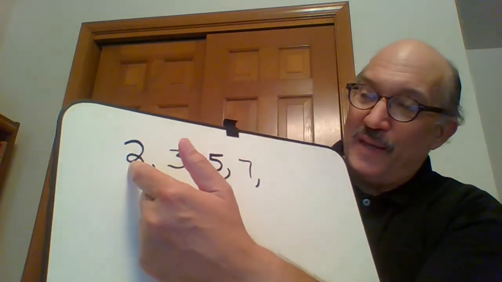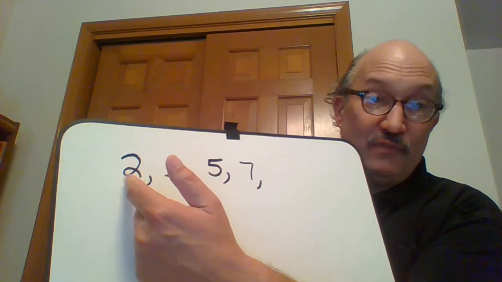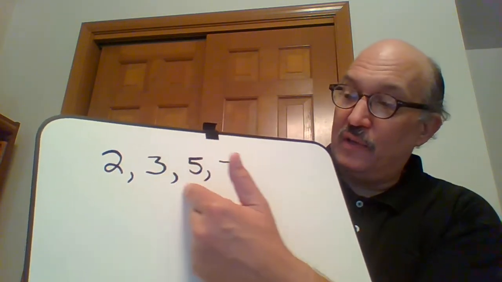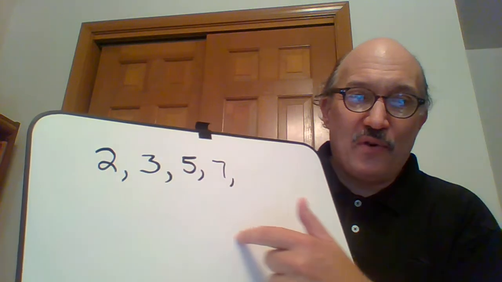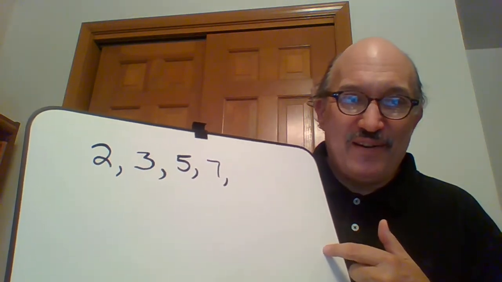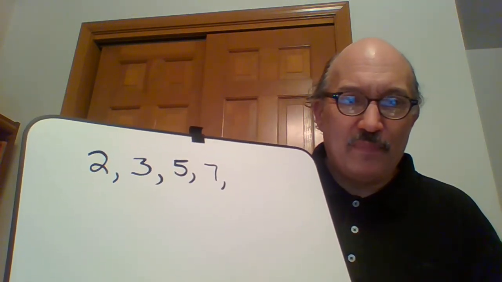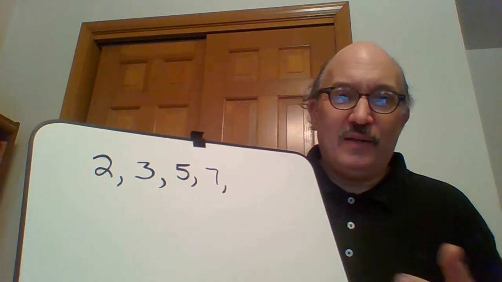6 is not prime. 7 is prime. 8 is not prime. And you may be detecting something here. 2, of course, is even. It's prime because it fits the definition. But we're not going to have any other even numbers that are prime. Why not? Think about it.